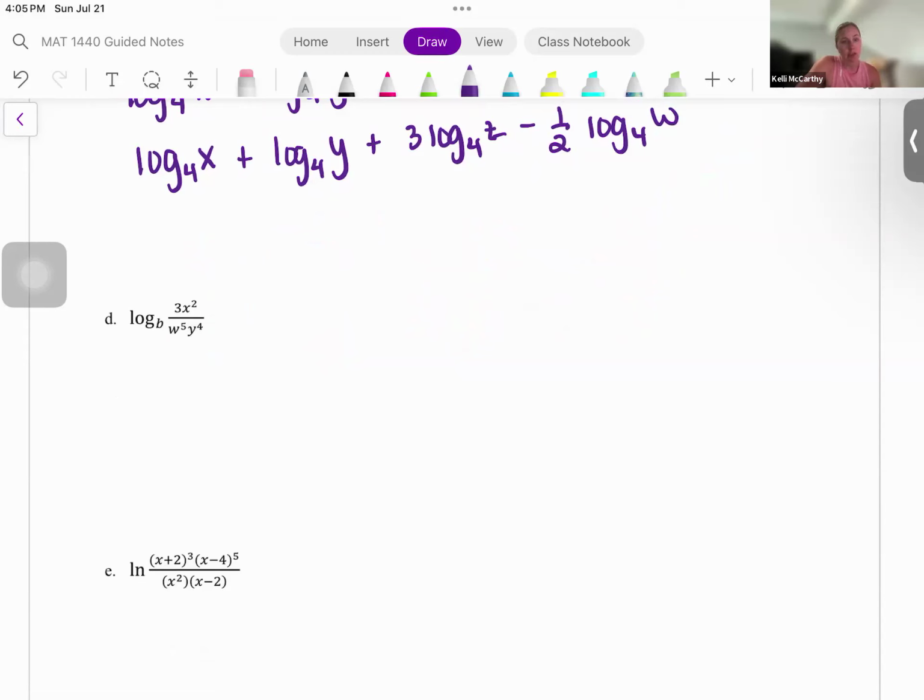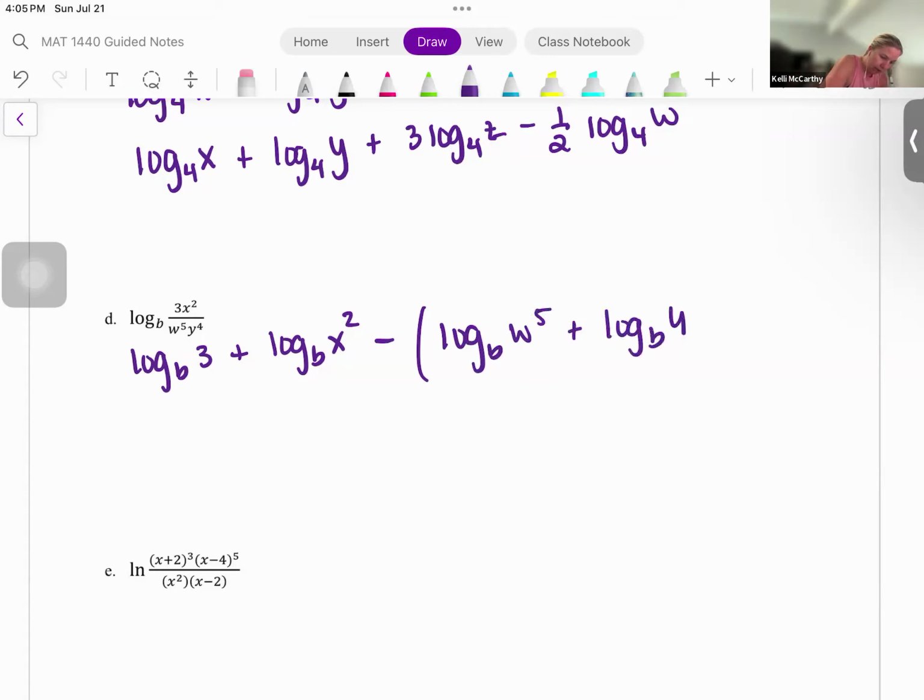Log base b of 3x squared over w to the fifth y to the fourth power. Similarly, we're going to use both the product rule and the quotient rule to expand this. So we've got log base b of 3 plus log base b of x squared minus, and I'm going to use parentheses here because I actually have two things in the denominator that are being multiplied. So this is log base b of w to the fifth plus log base b of y to the fourth. By adding those parentheses, it makes it so that both of those, if we were condensing, would end up in the denominator.